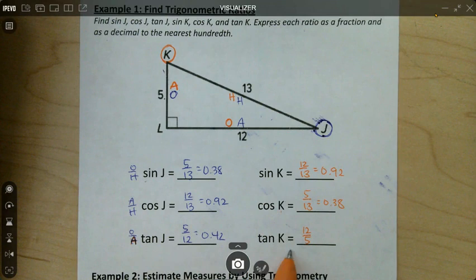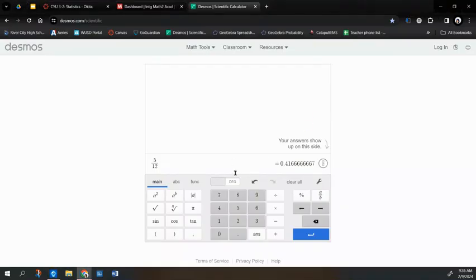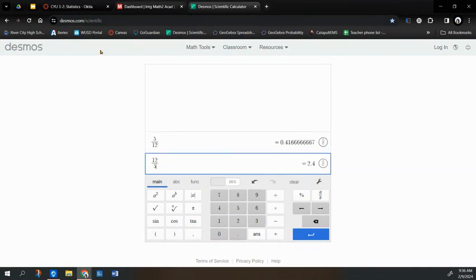And if you notice for tangent, we just took the reciprocal. It was 5 over 12, opposite over adjacent, but when we switched reference angles to k, it became 12 over 5. Again, that's because the opposite and adjacent sides switched. All right, so let's do 12 divided by 5. It's going to be 2.4.